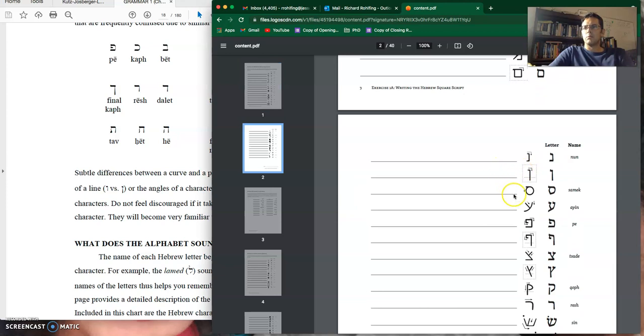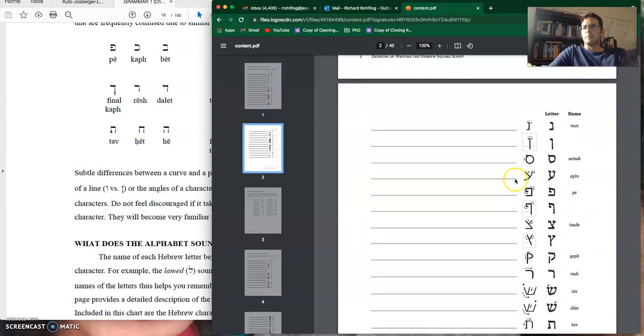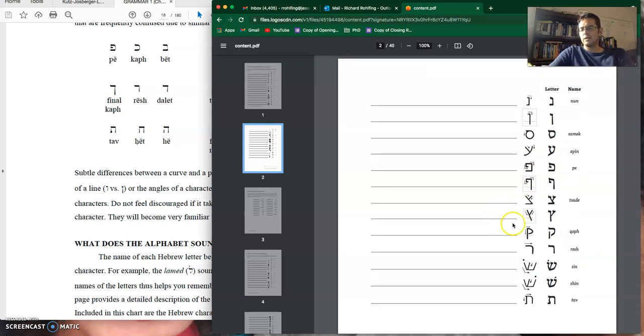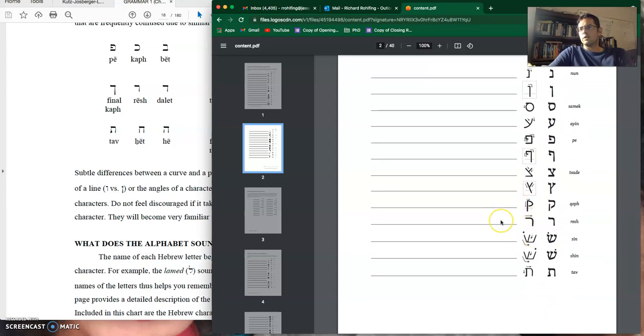Again, nun is going to go down below the line. It looks here, for instance, like the ayin is swooping down. It shouldn't. It should stay on the line and then come down. The final form pey goes down below the line. Same thing with the tzadi, and the kof.